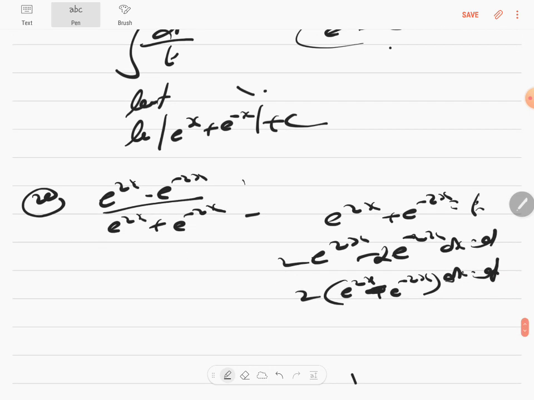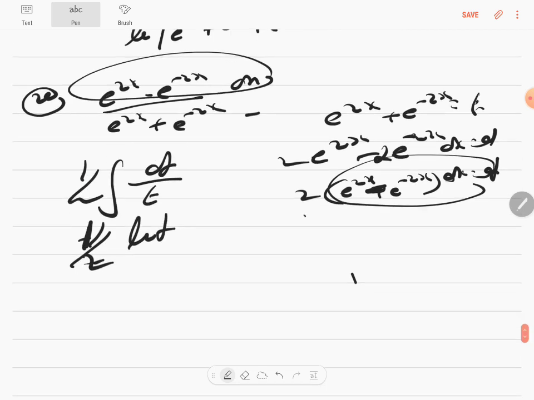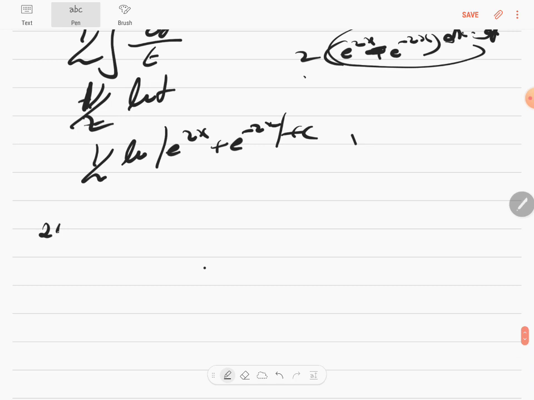So if you look here, this is there, but the 2 is not there. So dt by 2. So it becomes dt by t. 1 by 2 into log t. This is 1 by 2 into log of mod of e to the power 2x plus e to the power minus 2x plus c. 21st question.